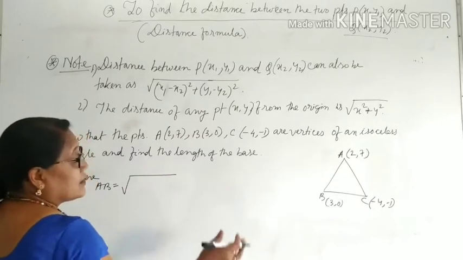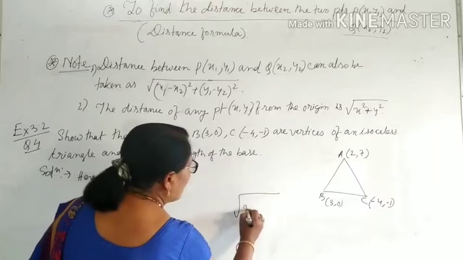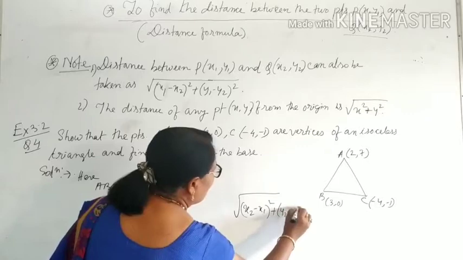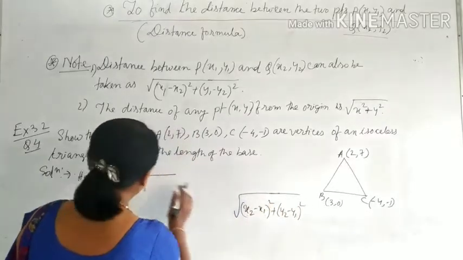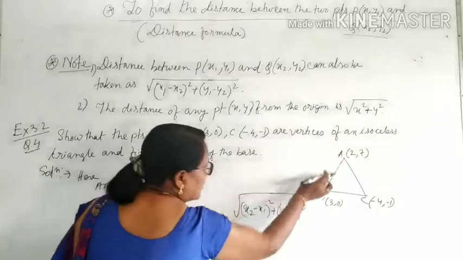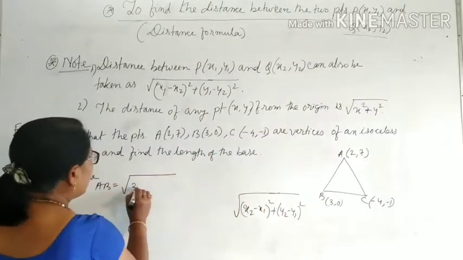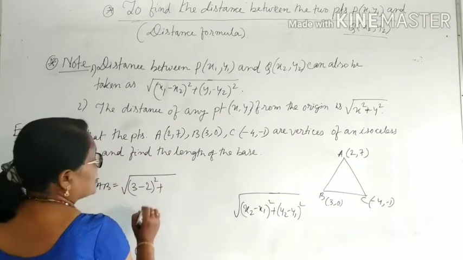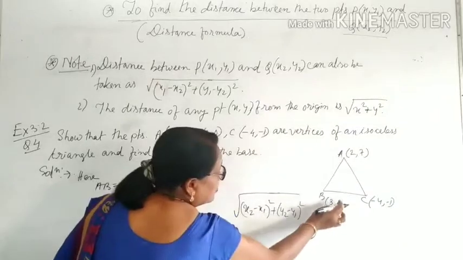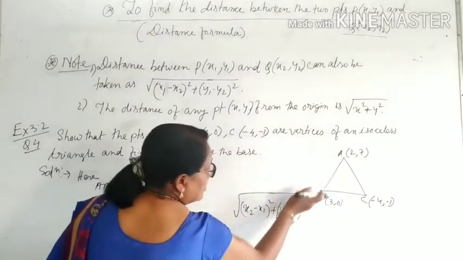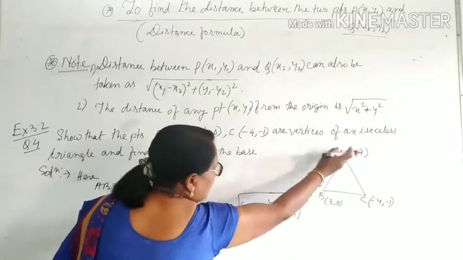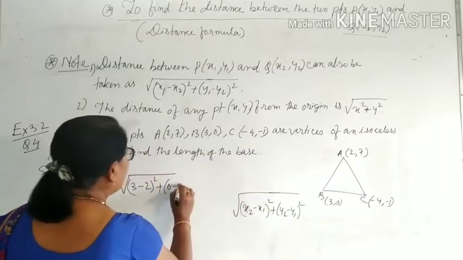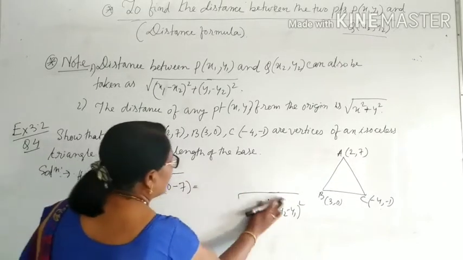The distance formula is the square root of (x2 minus x1) whole square plus (y2 minus y1) whole square. I give this between A and B. Since I have AB, x2 is 3, minus x1 which is 2, whole square, plus y2 which is 0, minus y1 which is 7, whole square. Okay, she put folks here.